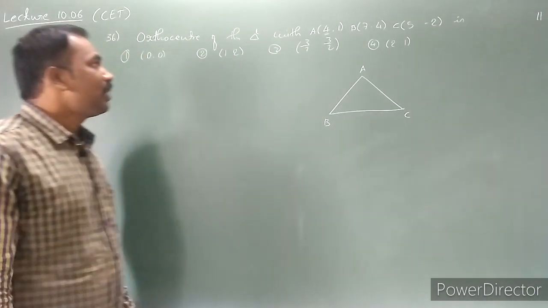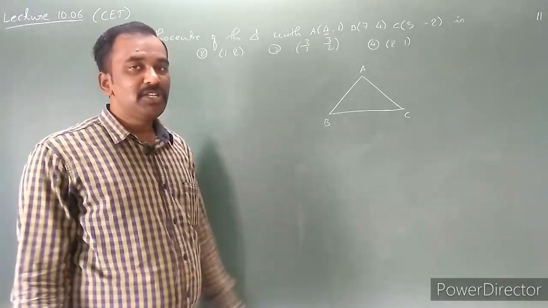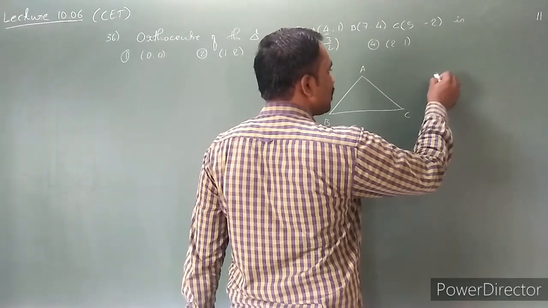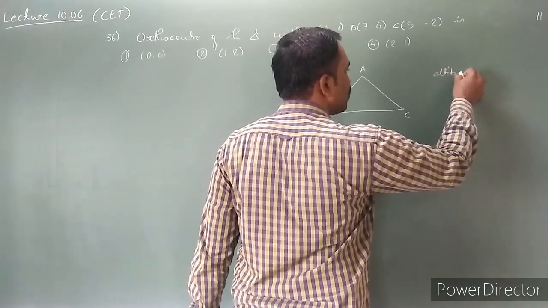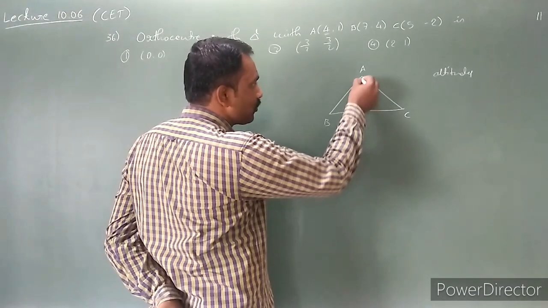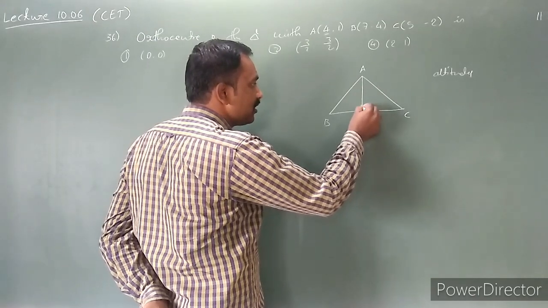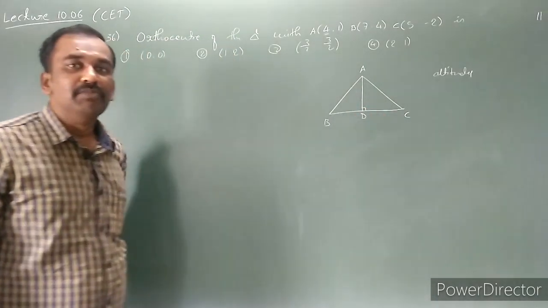Okay. Now here triangle ABC is the triangle. Now we need to find the orthocenter. How do you find the orthocenter? The definition we know: the point of concurrence of the altitudes. I just write the altitude from the point A. Altitude AD is the altitude perpendicular to BC.